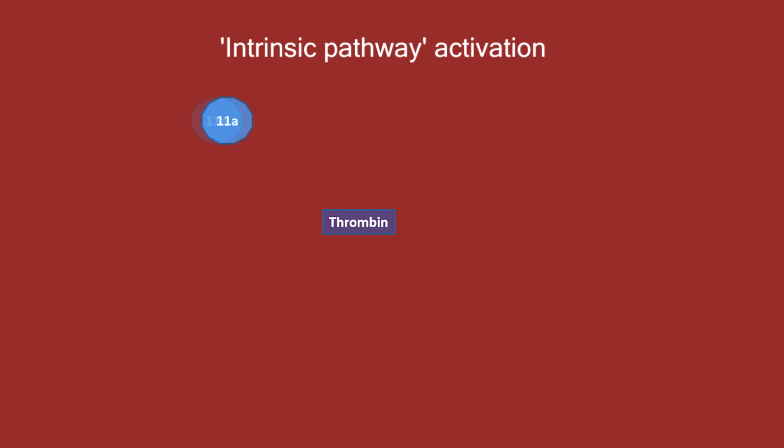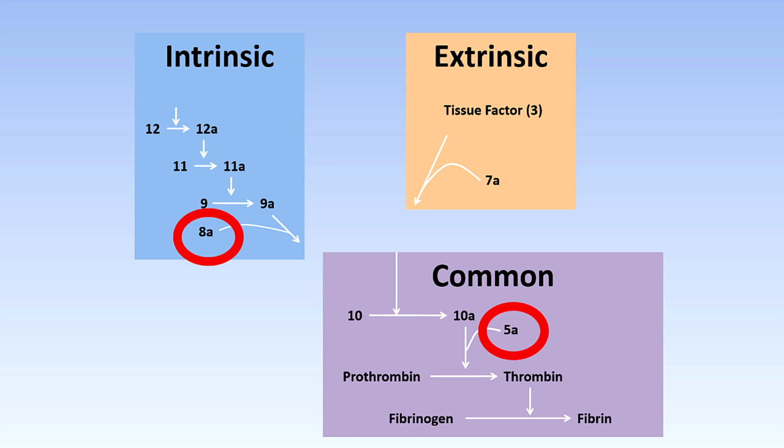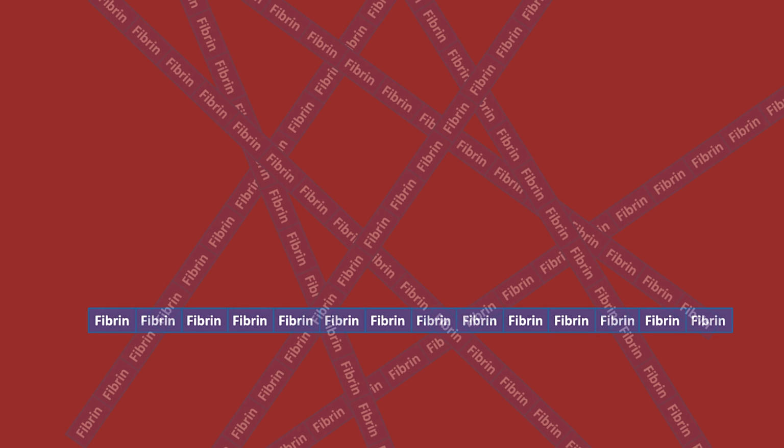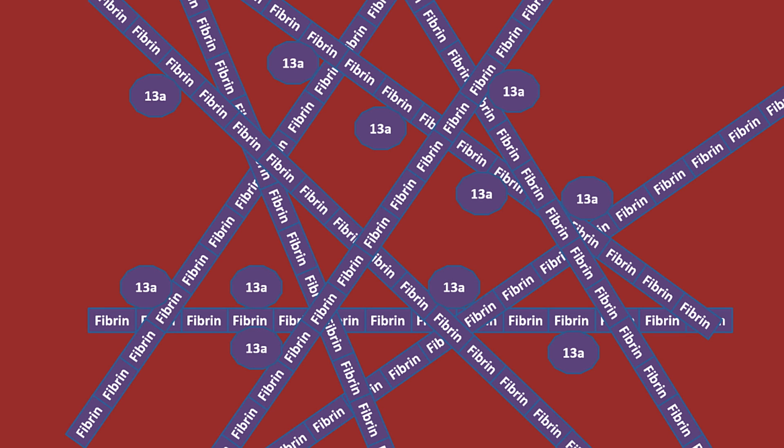What we just talked about as the intrinsic pathway is activated at the level of factor 11. The important cofactors are then activated. Factor 8, which joins activated factor 9, produces a complex which together activates factor 10. The other cofactor is factor 5, which is the cofactor for factor 10. Thrombin's central purpose is to convert fibrinogen to fibrin, and this allows it to polymerize. The other cofactor thrombin activates is factor 13, which helps the fibrin mesh to cross-link and become even stronger.